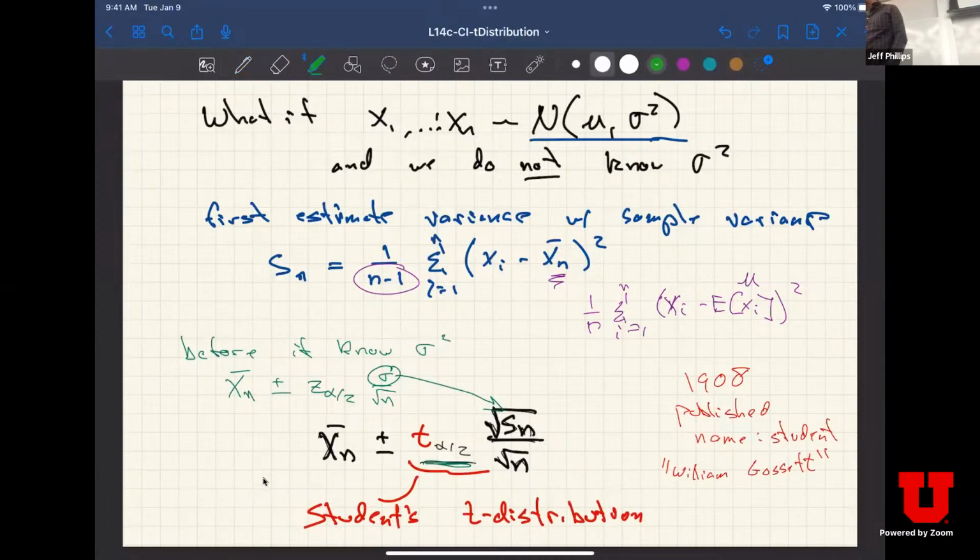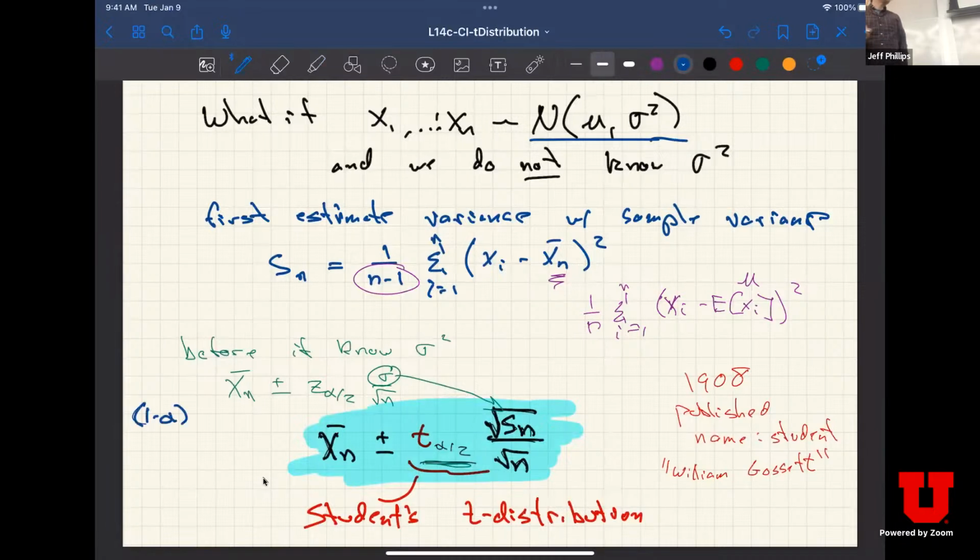Right, so to get the confidence interval, this is the 1 minus alpha. So if alpha is 0.05, that's 95%, or 1 minus alpha times 100. Confidence.